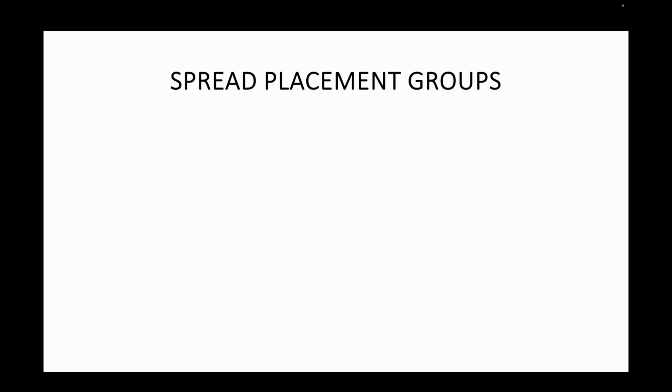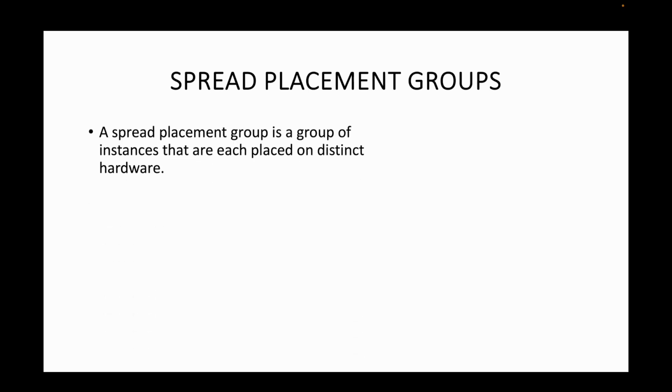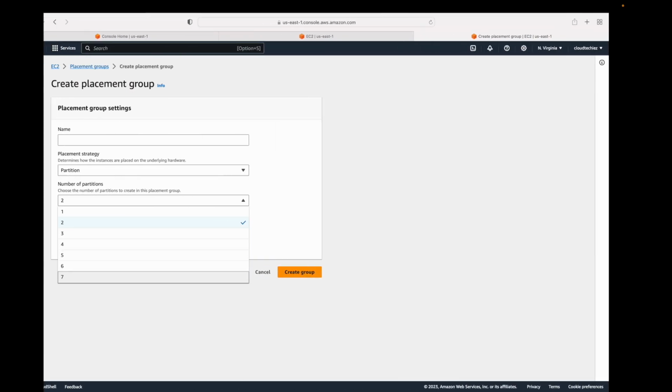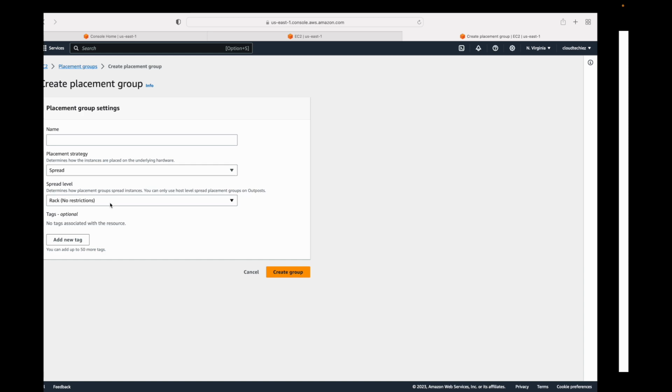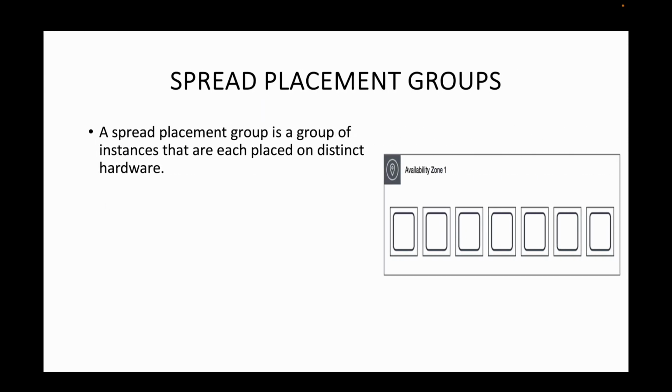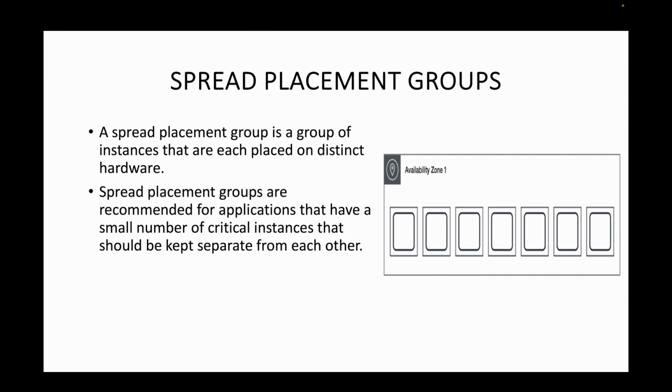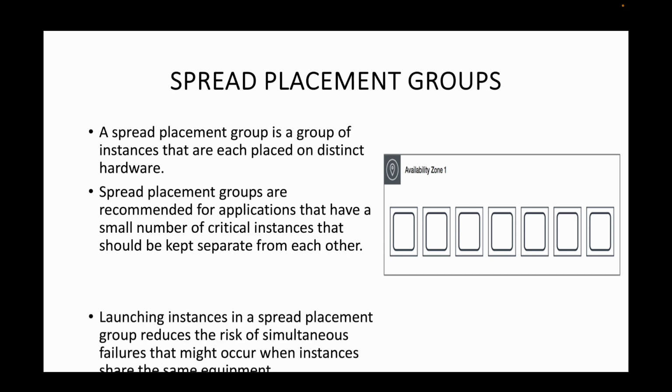And the last option we have is the spread placement group. A spread placement group is a group of instances that are each placed on distinct hardware. Again here your instances will be spread, basically on each rack, and your EC2 service will be maintaining different racks. Spread placement groups are recommended for applications that have a small number of critical instances that should be kept separate from each other. So if you have very sensitive, very critical instances that should be kept separate from each other, then you can go with the spread placement group.